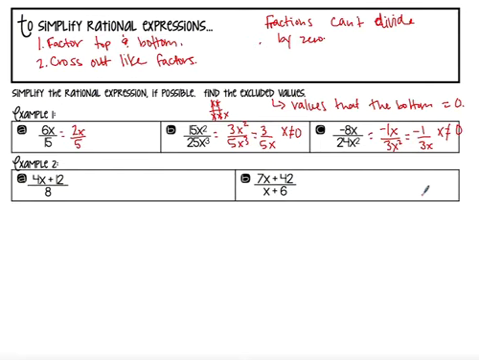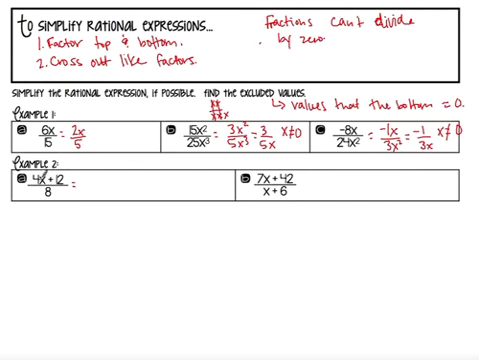So example 2 gets a little bit more difficult. So now we're going to have multiple pieces in either the top or the bottom of our fraction. But remember, we're going to just factor the top and the bottom, and then we're going to cross out things that they have in common.